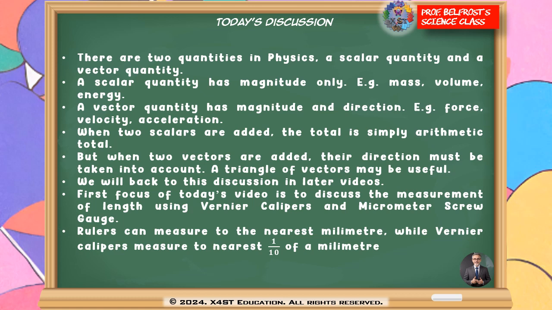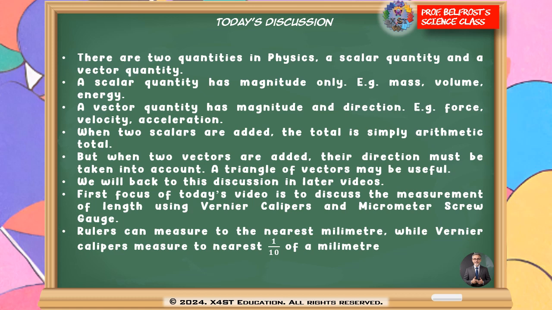When two scalars are added together, the total is simply an arithmetic total. But when we take two vectors to be added together, then their direction must be taken into account. A triangle of vectors may be useful. But I will not discuss scalar and vector quantities further because this will be the subtopic of the next chapter. Okay. The focus of today's video is to discuss the measurement of length using vernier calipers and micrometer screw gauge.